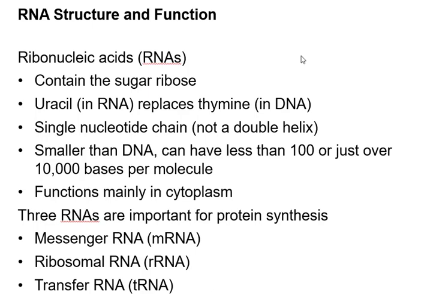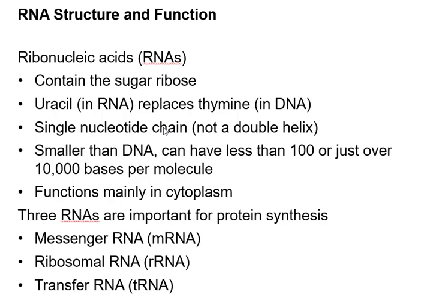As I mentioned before, RNA has ribose, but it also does not have thymine. It has uracil instead. RNA is almost always a single chain. It's not a double helix.